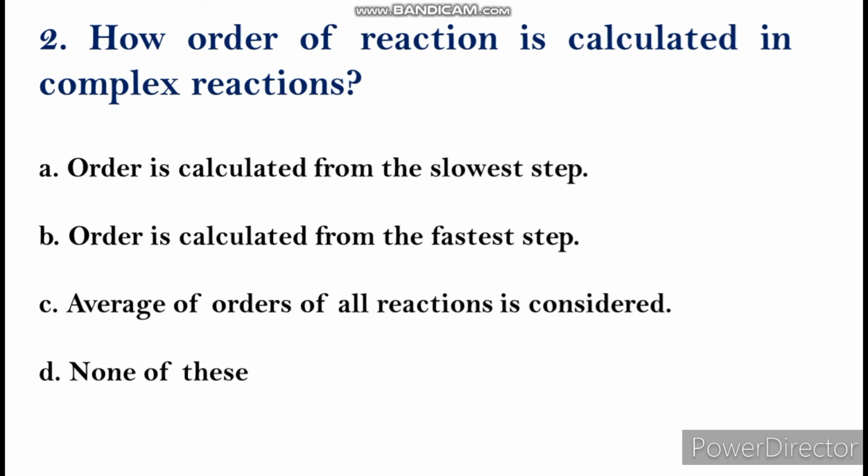How is order of reaction calculated in the complex reactions? This is an interesting question. See option A, order is calculated from slowest step, B, fastest step, and C, average of orders of all the reactions is considered. Let's take an example. Let's say there are 5 students. I have told these 5 students that you have to submit the assignment when all of you are done.